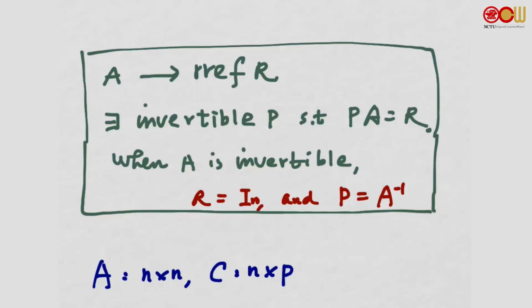It turns out that this result that we talked about earlier had another application. The result that when A has reduced echelon form R, there exists an invertible P such that PA is equal to R. Furthermore, when A is invertible, the reduced echelon form is the identity matrix, and P is precisely the inverse of A. This result can be used to compute A inverse using Gaussian elimination. Let's see how this can be done.